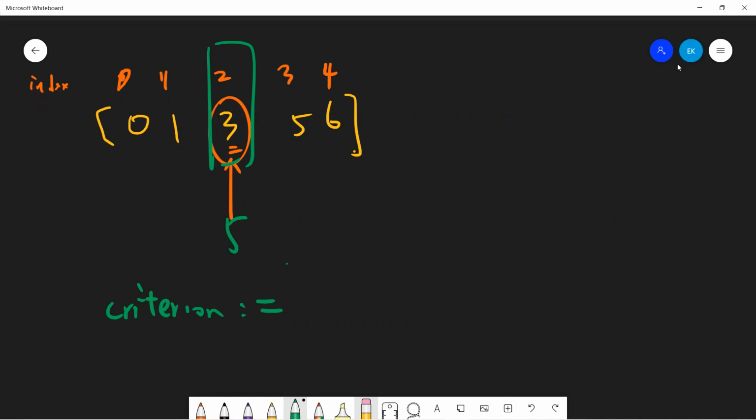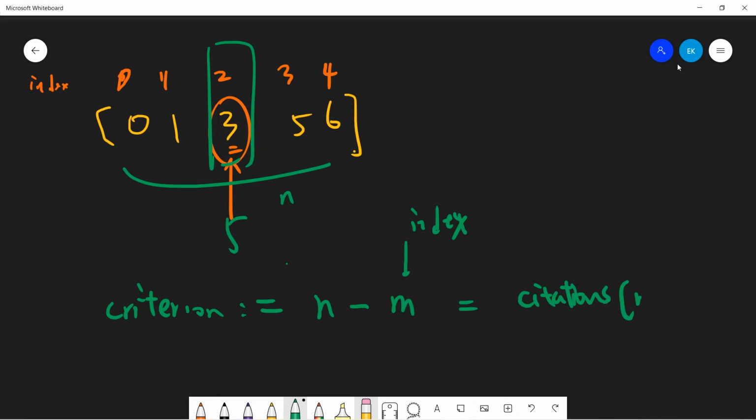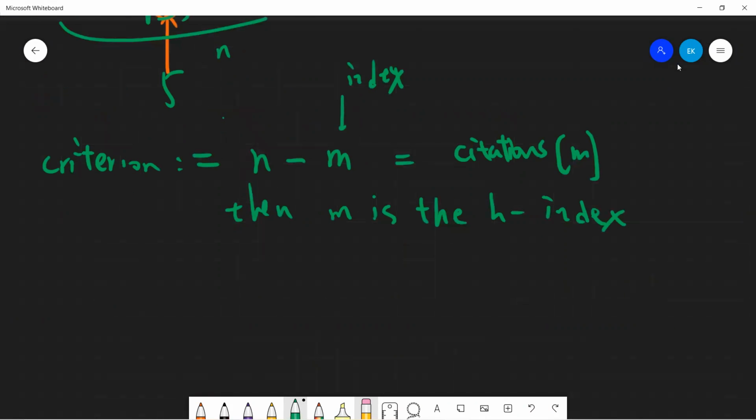So the criterion is this: let's say the total is n. If n minus m, where m is the index, is the same as citations of m, then m is the H-index.